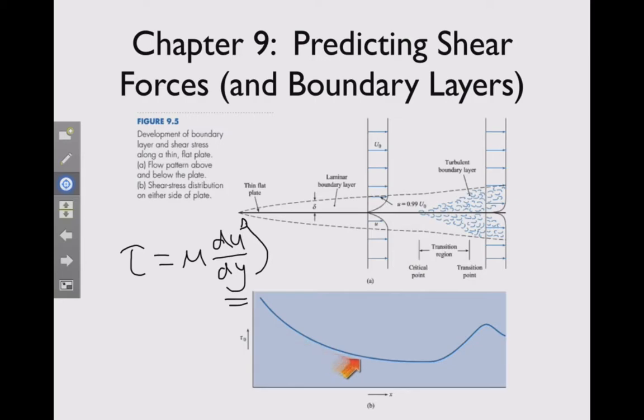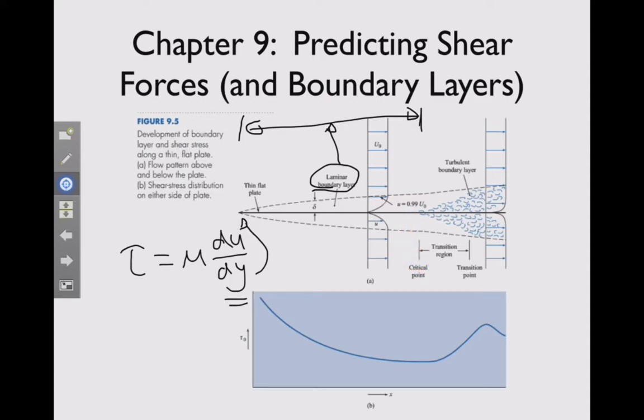The shear stress gets lower and lower as this boundary layer develops, and we initially have a very smooth layer, and this is called the laminar boundary layer. So we have this region basically from the beginning of the plate to a point where it starts to get turbulent. That's going to be the laminar boundary layer. And then once turbulence starts to form, at this point we reach what's called the critical point, which is where turbulence starts.